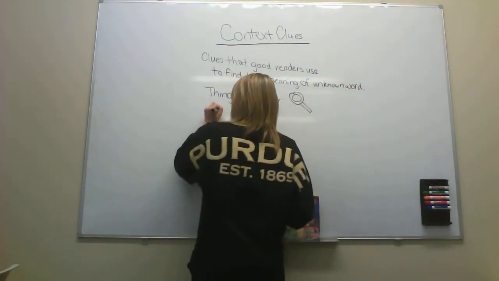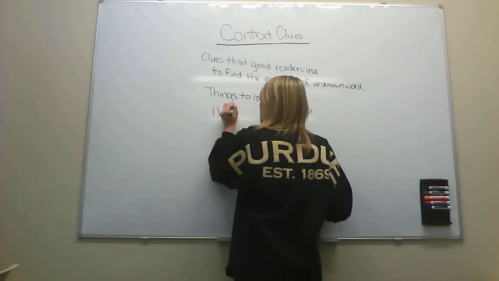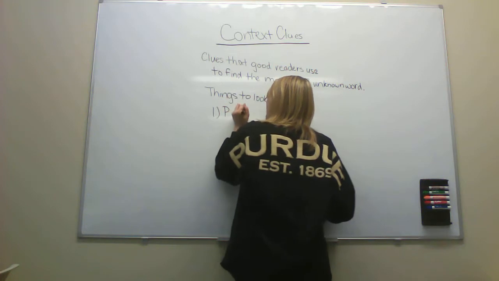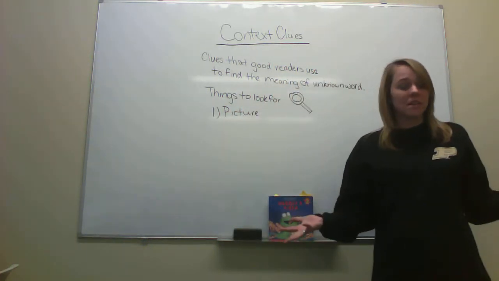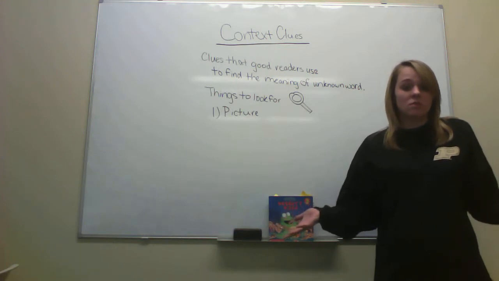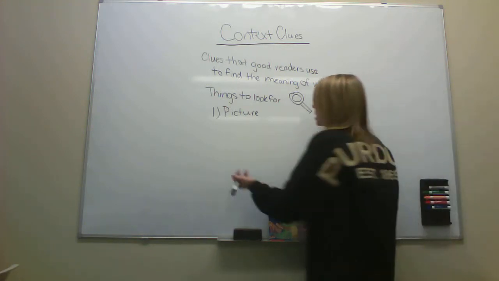So the first thing that we need to look for are pictures. There's always going to probably be a picture in your book, and you might be able to figure out what the word is just by looking in that picture. And there might be something that you don't know as a word, but you know what it is when you look at the picture.